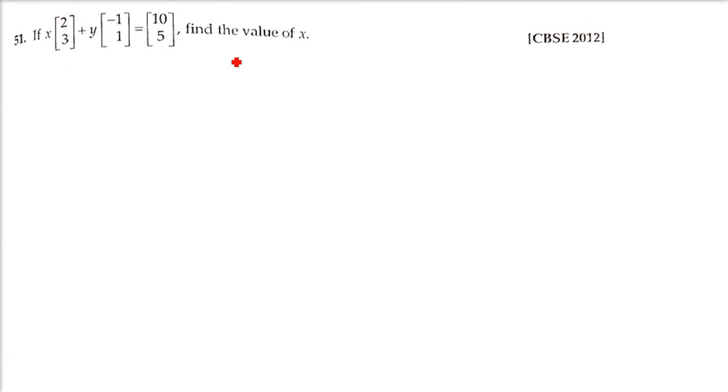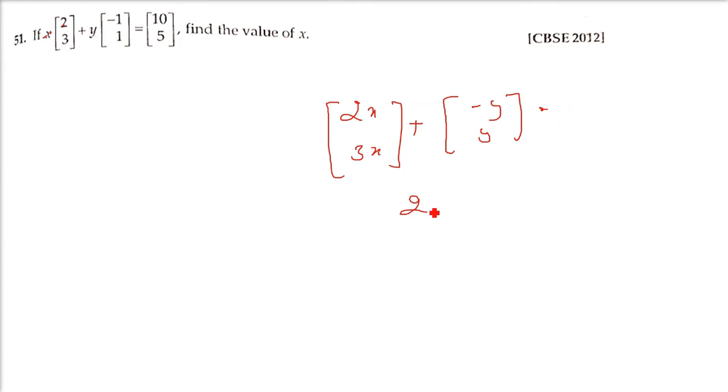Now find the value of x. So what do you get? 2x and 3x, multiplying x inside. Now multiplying y inside, negative y and y. This is 10 by 5. Let me add them: 2x minus y and 3x plus y, and this is equal to 10 by 5.